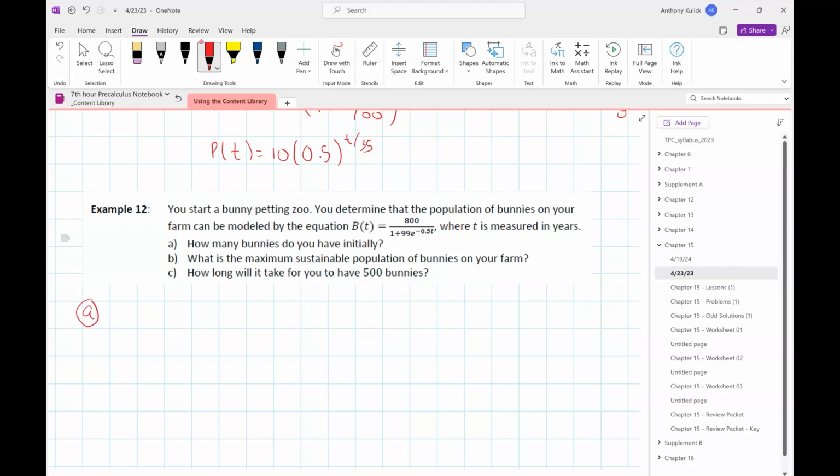Part A says, how many bunnies do we have initially? What time does initially mean? What does the word initial mean for time? It's 0. So we're just going to be calculating B of 0.